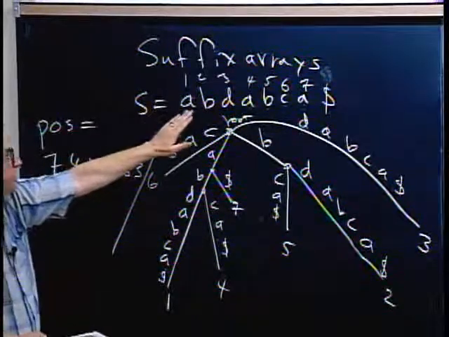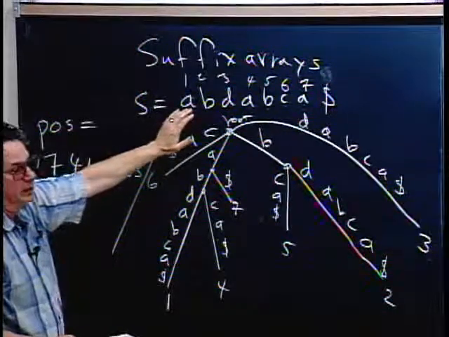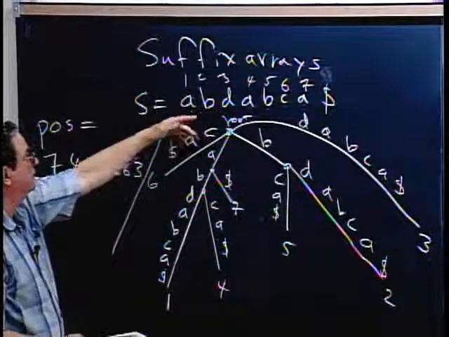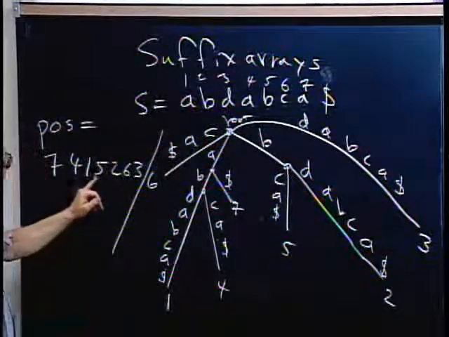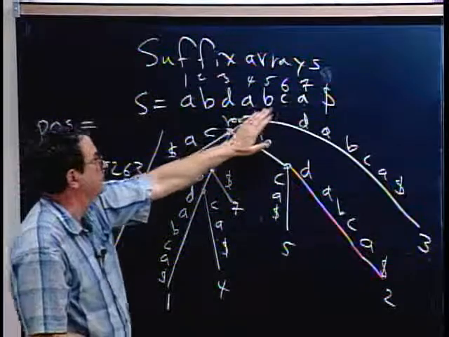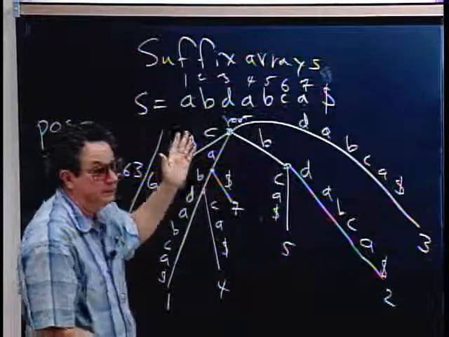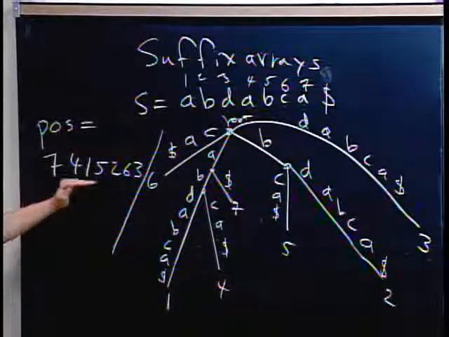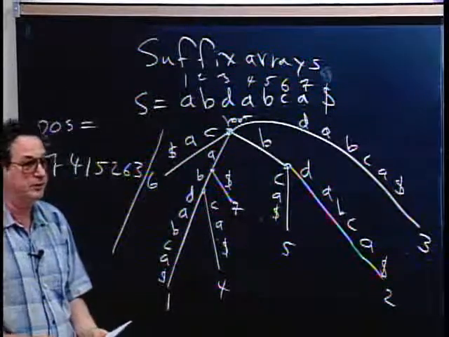And then the third lexicographically smallest suffix begins at position 1, starting with an A. And that's lexicographically smaller than suffixes that begin with B or D or C. Okay? And then the next one is at position 5. It begins with a B. And it goes B, C, which is lexicographically smaller than B, D. Okay, so this is a full listing of the positions of the suffixes if they were sorted into lexicographic order.